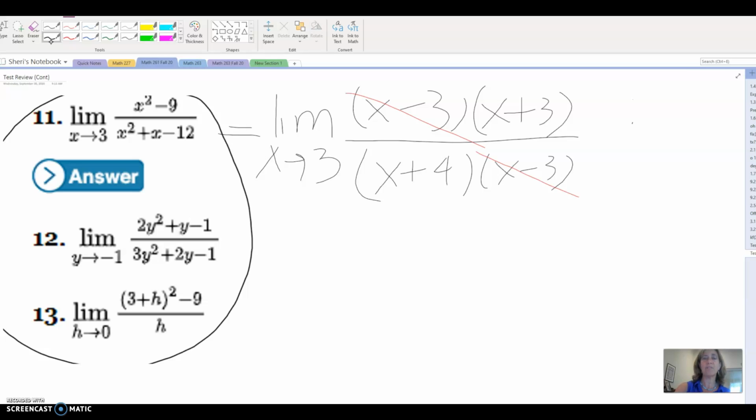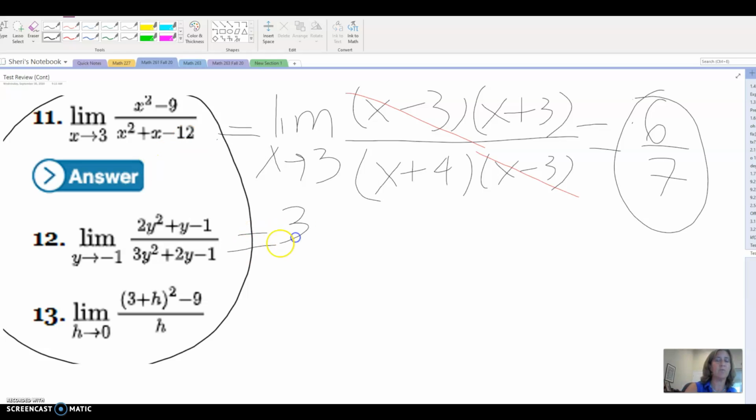Now what's left, I can evaluate at 3. So I'm going to drop the word limit because I'm actually evaluating it. When I substitute 3 in now, I get 6 in the numerator and 7 in the denominator. So even though there will be a hole in the function, the limit as x approaches 3 will be 6/7. Number 12 is going to be very much the same way. I'll leave you to try that one on your own, and the answer to number 12 should be 3/4. So go ahead and try that on your own and make sure you get 3/4.